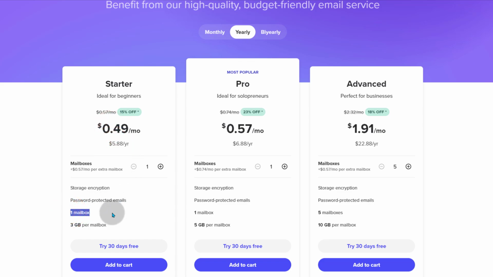So one mailbox is like ricky@bizanosa.com. If you need another one, of course, you can simply just increase and you're going to pay about $1 per year. That's $12 a year for two mailboxes. Or you can just go with this one that gives you five mailboxes for that.